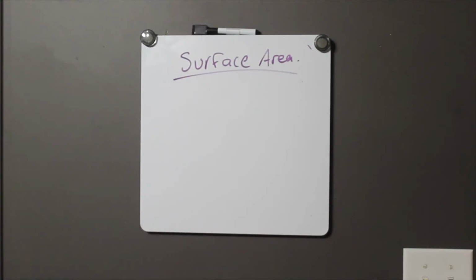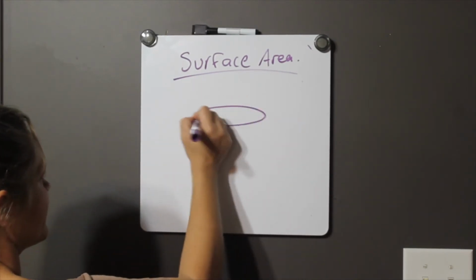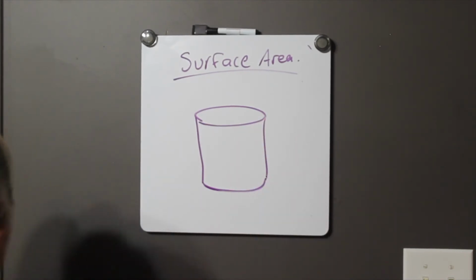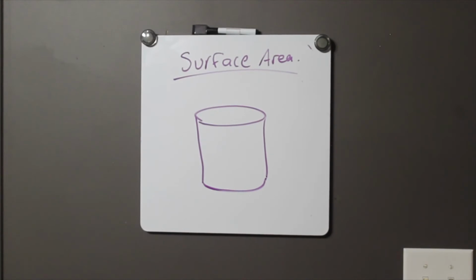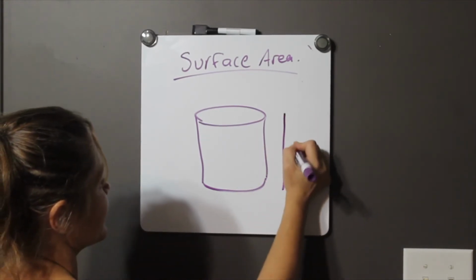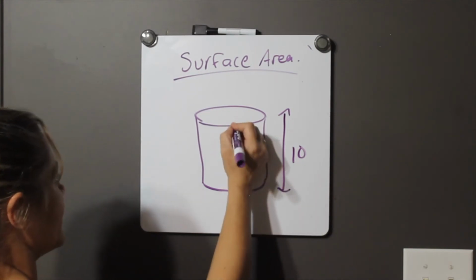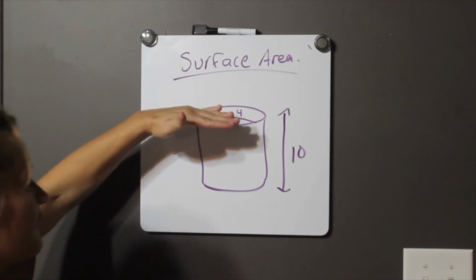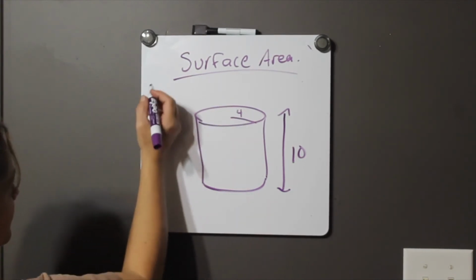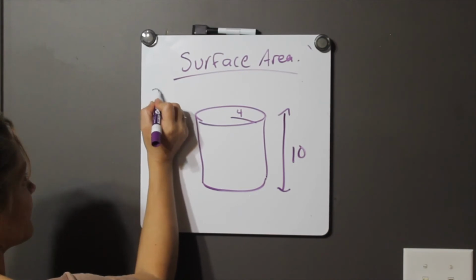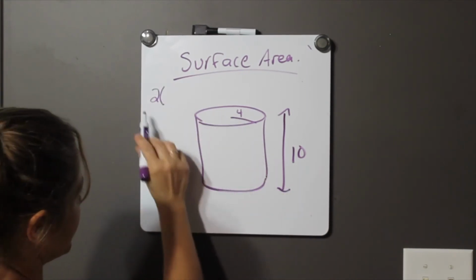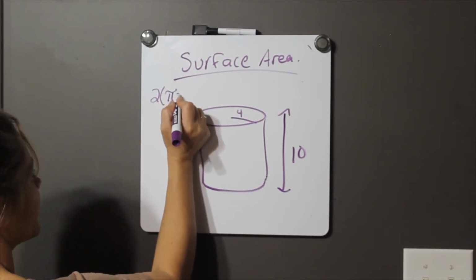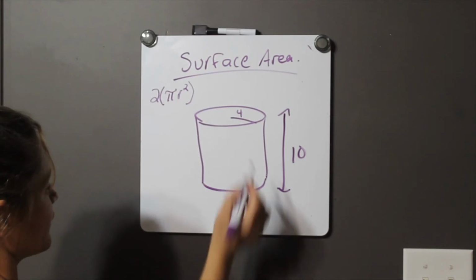Alright, what if we have a cylinder? So we've got a circle. This is like a can of peas. And they want us to find the surface area of that. And it tells us that it is 10 high and that the diameter is 4. So what we're going to need to do is think of every surface. It's got a top and a bottom. The top and the bottom are going to be the same, so we can multiply whatever we find for the top times 2 to get the top and the bottom. And that will be pi r squared, because it's the area of a circle.